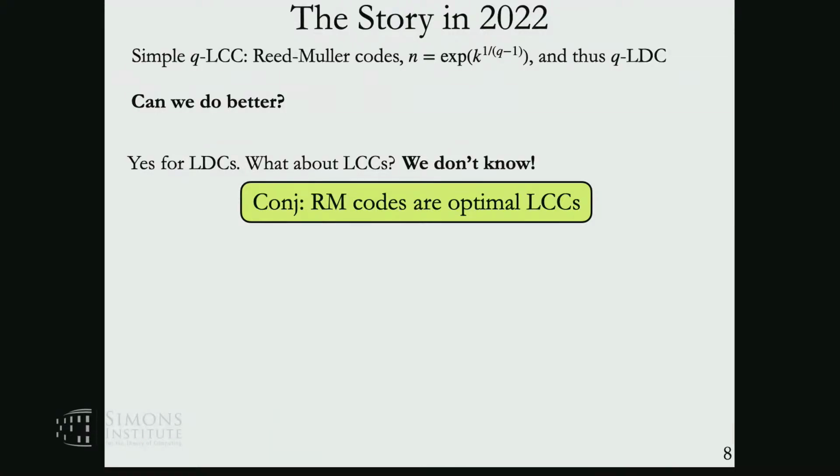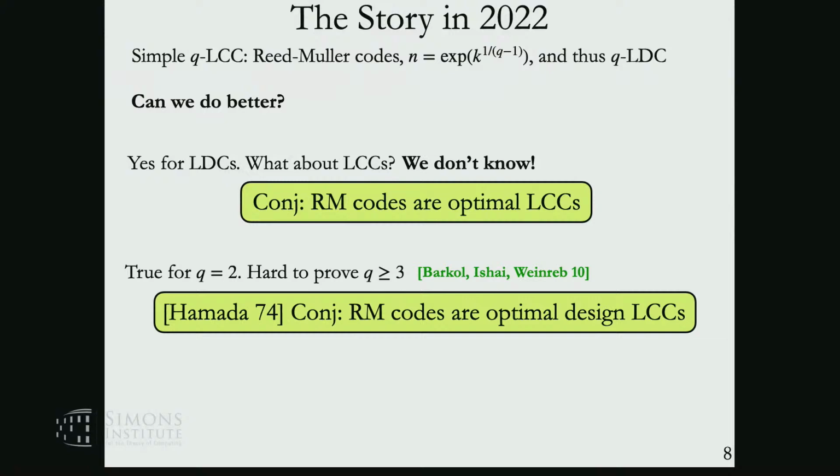And there's this very interesting paper of Barkol, Ishai, and Weinreb that showed a connection between this statement and a conjecture in design theory of Hamada that informally says that Reed-Muller codes are optimal designs, where a design is like a specific type of locally correctable code with some additional nice structure. I'm not really going to get into the formal definition of a design, but you can imagine it's just a nicer, even cleaner version of an LCC.